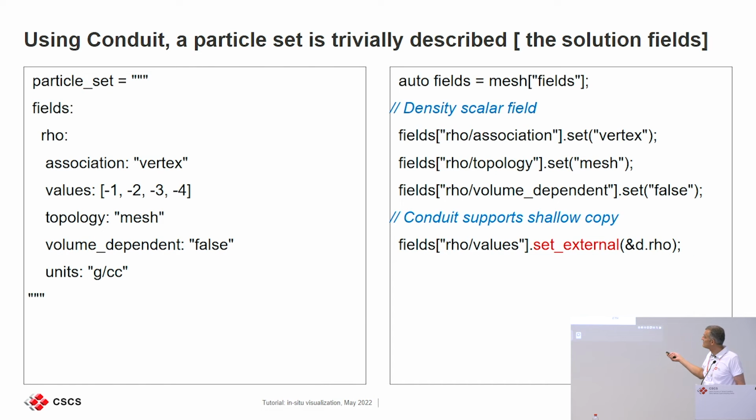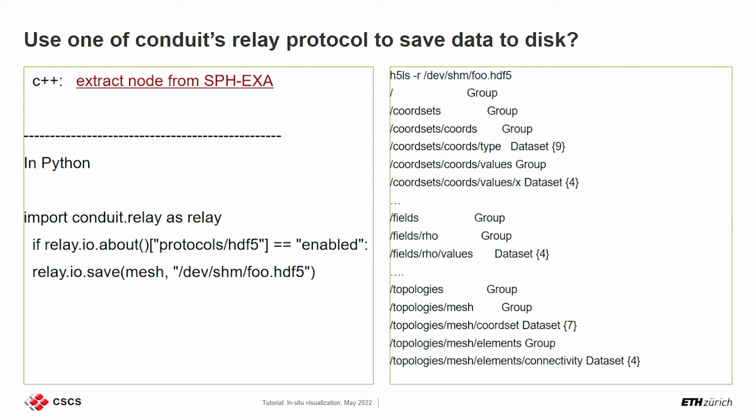Finally, the physical data, here an example with the density field called rho in this particular example, and shared via the domain's rho array. We've seen the example, and the code, the extract node from SPH-exa, we've looked at it just a few minutes ago. In Python, you would do something very similar.